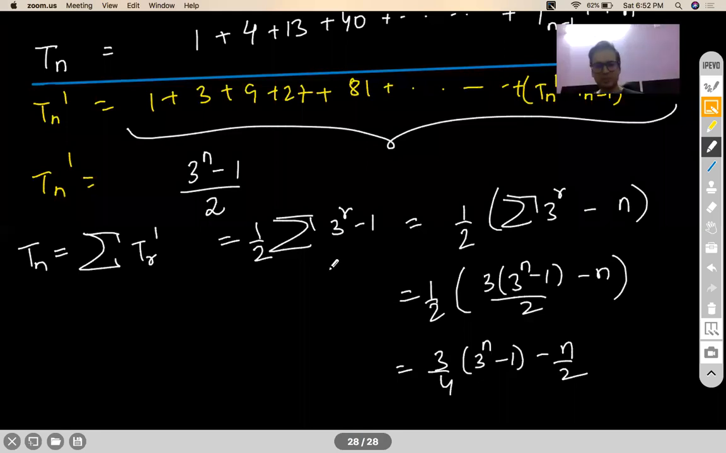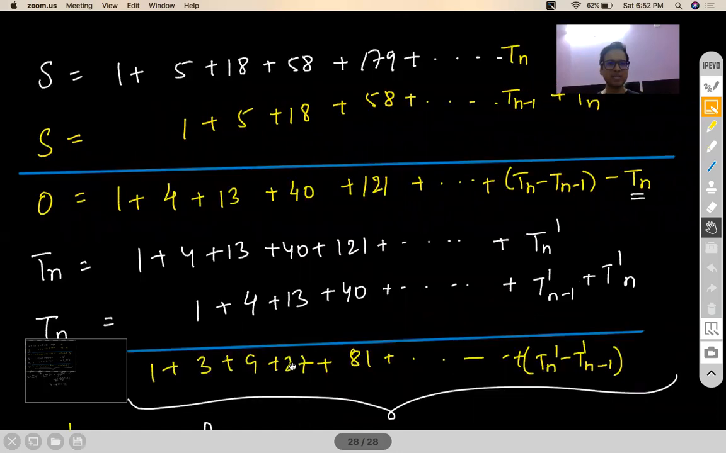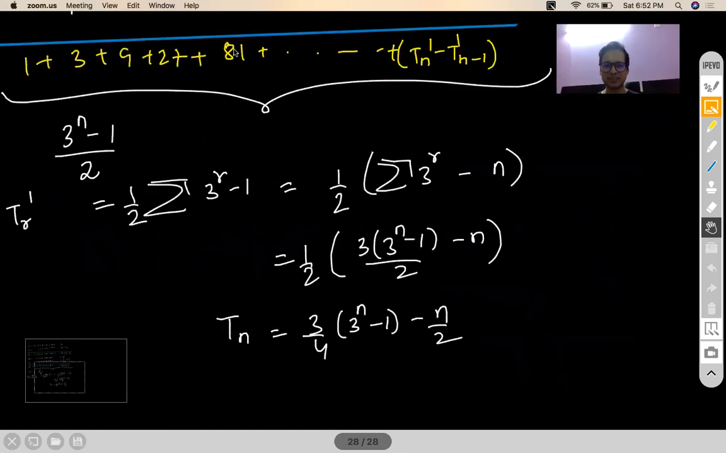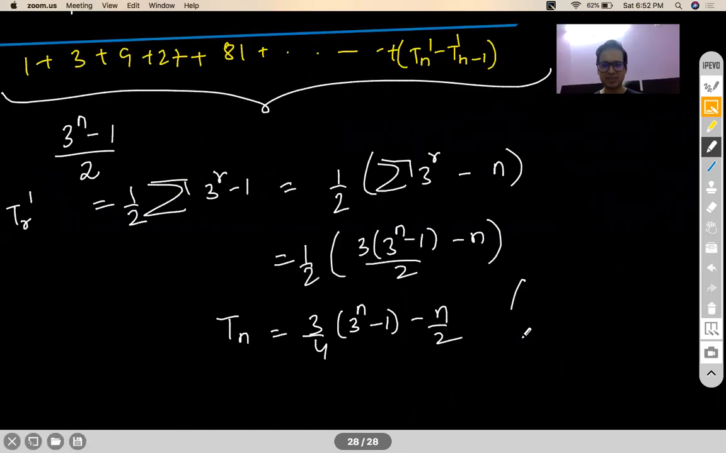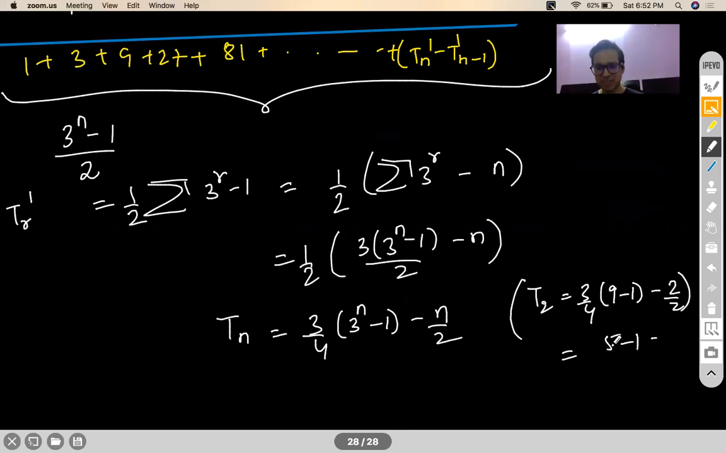You can confirm your answer by putting n as 2. If you put n as 2, are you getting 5? Check. If I put n as 2, I get 9 minus 1 minus 2 by 2. Yes, it gives me 6 minus 1, which is 5.